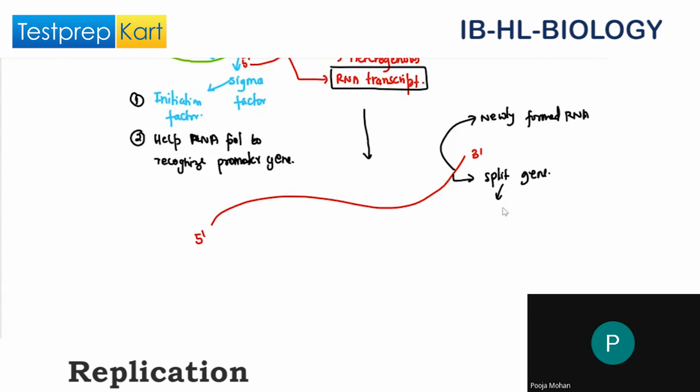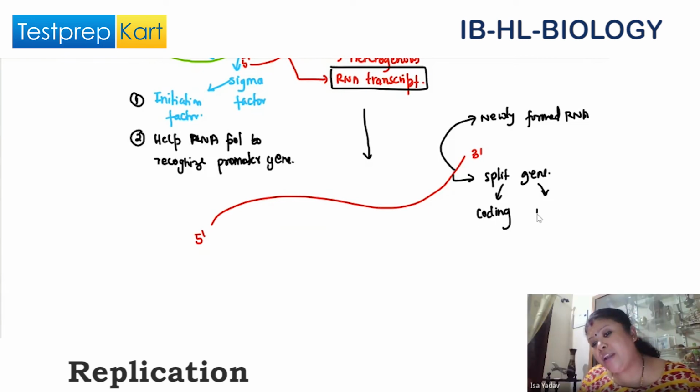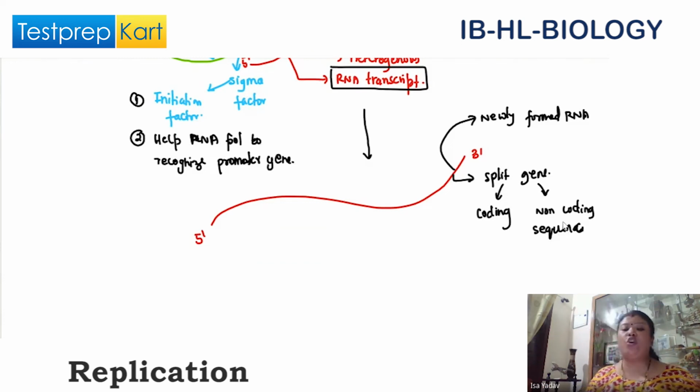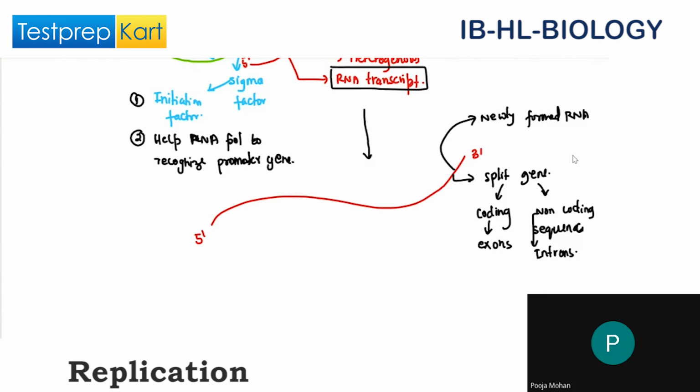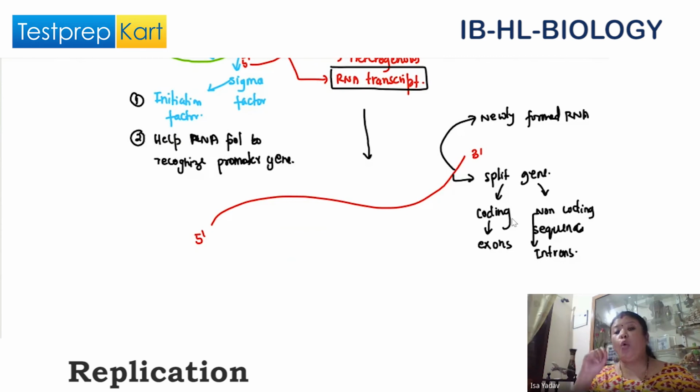That means it will contain both coding and non-coding sequences. Coding sequence will code for protein, non-coding will not code. So now, very important thing, I have to remove the non-coding. Coding sequences are called exons. Non-coding sequences are introns. You know, Sana, exons and introns? Those that will code further for amino acid, for protein synthesis, are exons. Those which will not code for any amino acid are introns.